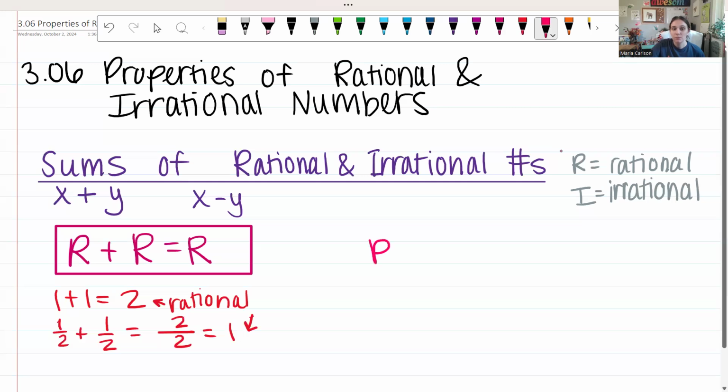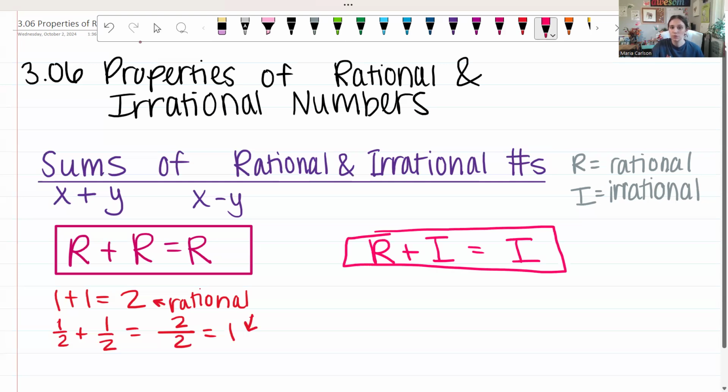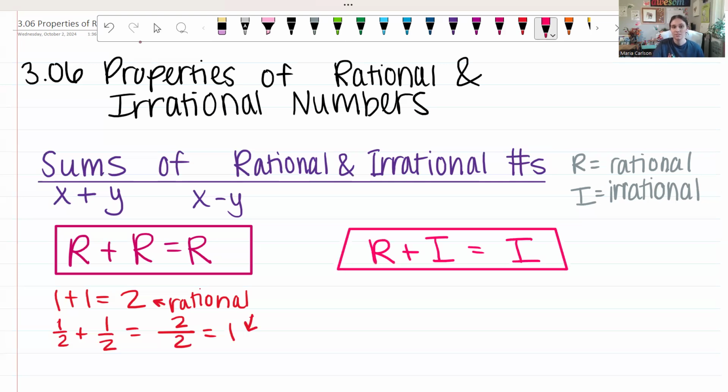A rational number plus an irrational number, which note that that's the same thing as an irrational plus a rational. You could flip it either way. But a rational plus an irrational is going to be irrational still.